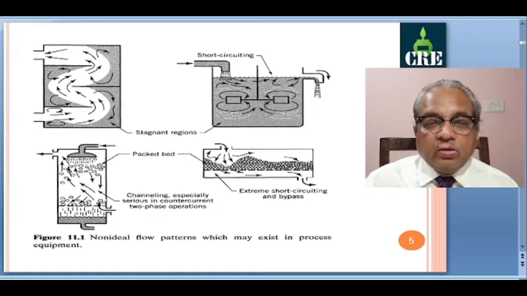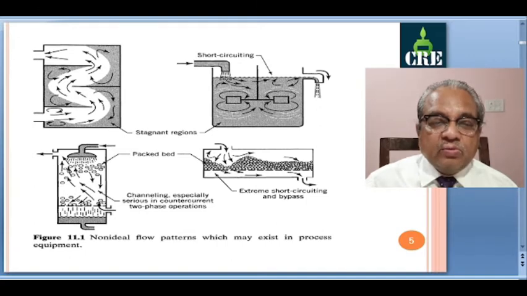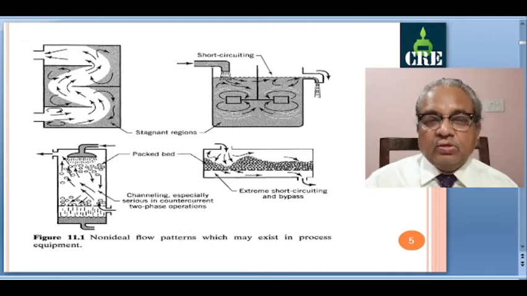Here we have a packed bed and counter current operation. Channeling is especially serious in counter current two phase operation. So this liquid is sprayed and gas is coming out, and here you can see these channels are formed. Through this channel means easy path. They will follow the easy path and come out of the reactor, spending time much less than tau. So that is a disadvantage. So channeling has to be taken into account.